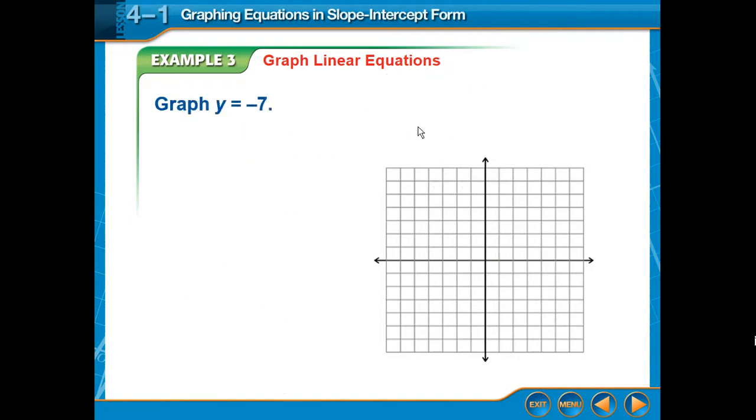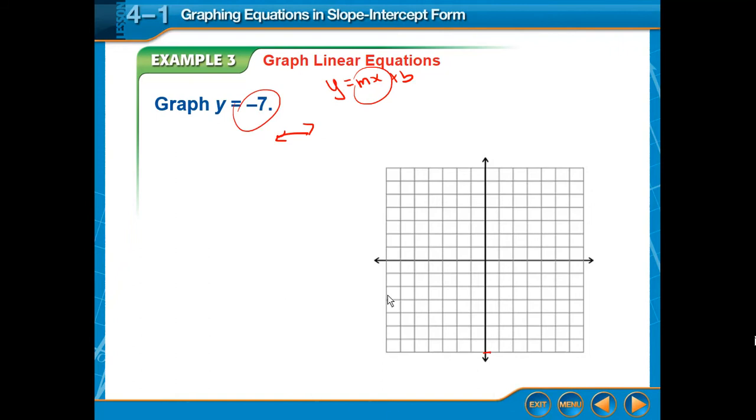All right, what if I have something that doesn't have a slope? Slope-intercept form, again, is y equals mx plus b. There is no mx term there. We only have the b. When you have y just equals a value, that's going to be a horizontal line, left and right. And it's going to be located at -7. So 1, 2, 3, 4, 5, 6, 7. And it's going to be this line down here at the bottom.